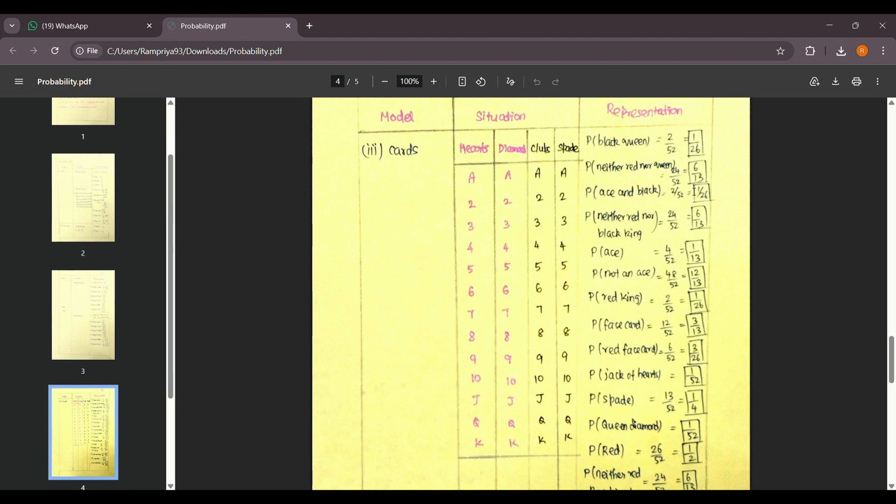Such a simple one. Probability of king and black. King and black, so it is 2 by 52. It is 1 by 26. Black case. That's what they are meaning.